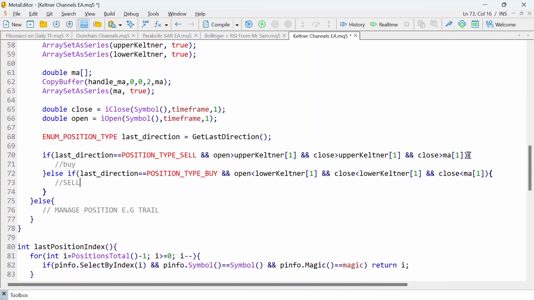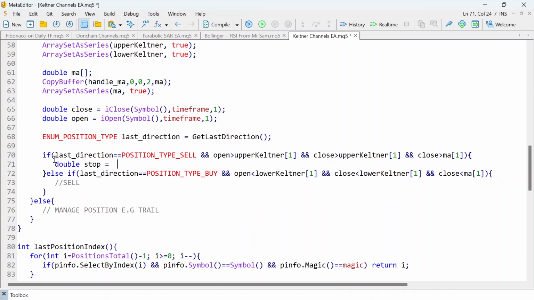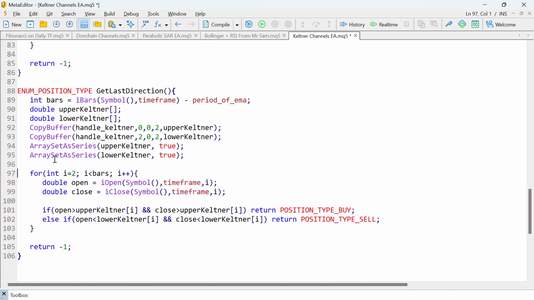We should consider a sell. So it is as simple as that. So now, what should be our stop loss for the buy? You can see the stop should be the lower Keltner of the previous candle. That should be our stop loss for the buy.